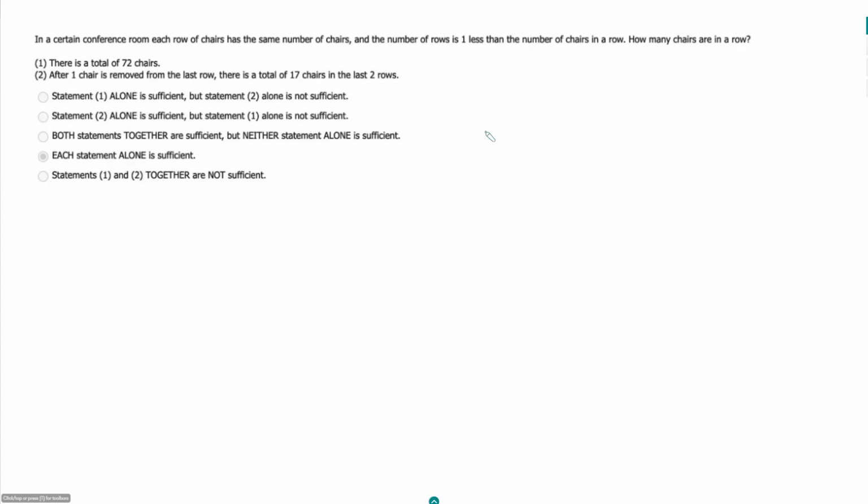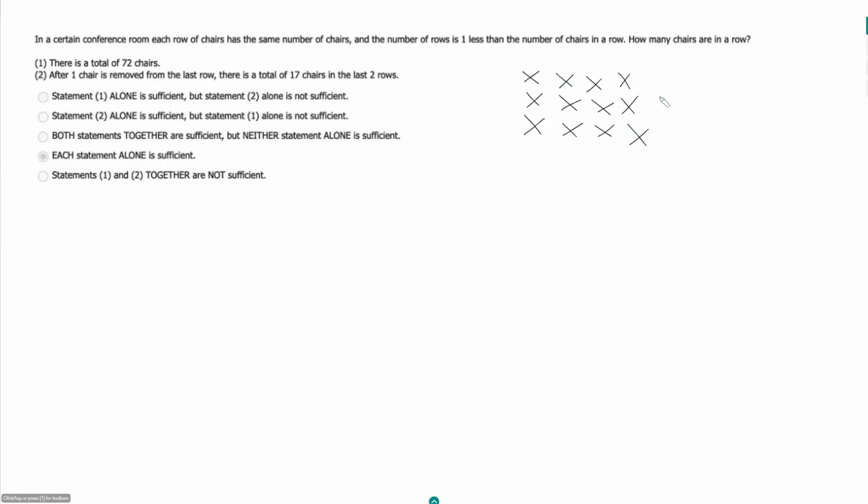In a certain conference room, each row of chairs has the same number of chairs, and the number of rows is one less than the number of chairs in a row. How many chairs are in a row? So what are they saying? If, say, we were to have 4 chairs in a row, then that would mean we had 3 rows of 4 chairs, and our total number of chairs would be 4 times 3, which is 12.